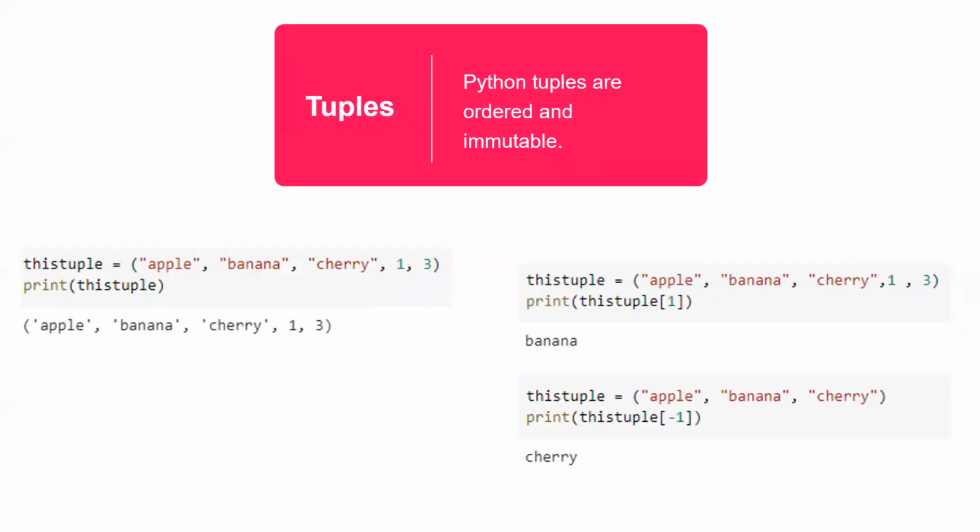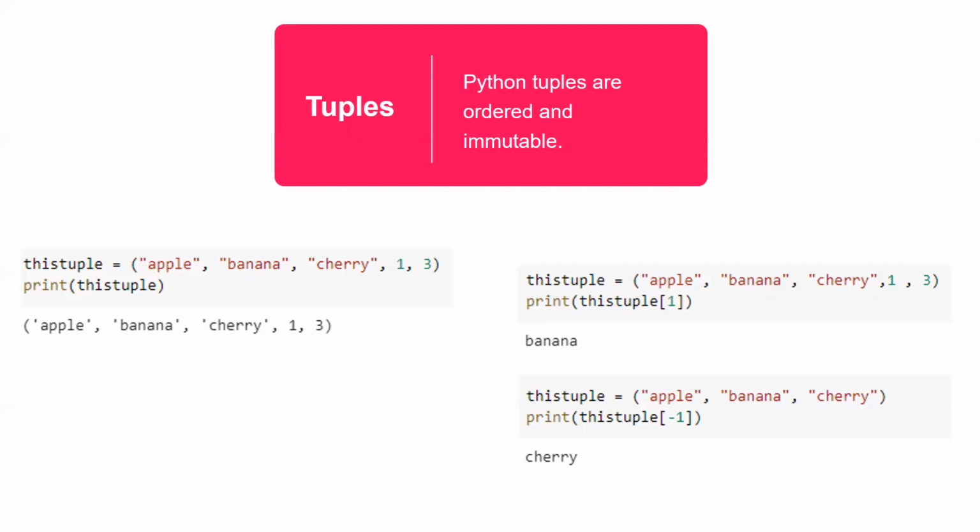Moving forward, we have something called tuples in Python, which is another data structure that stores data but is immutable, that is, it cannot be changed. So we have a simple tuple containing apple, banana, cherry, 1 and 3.